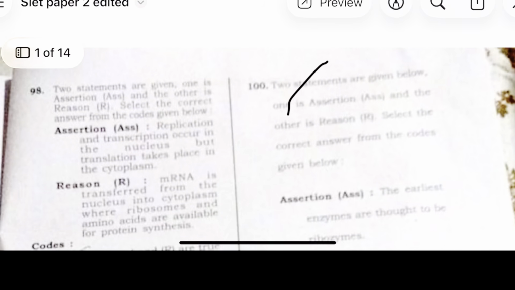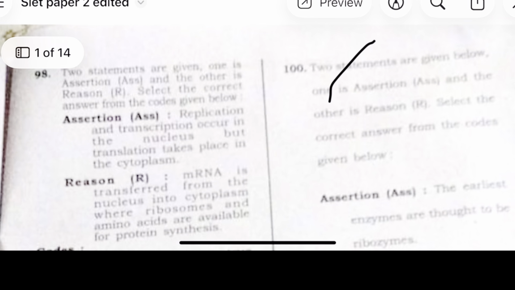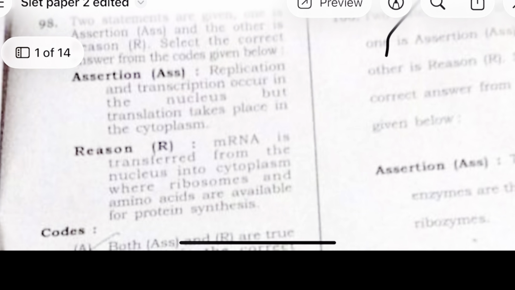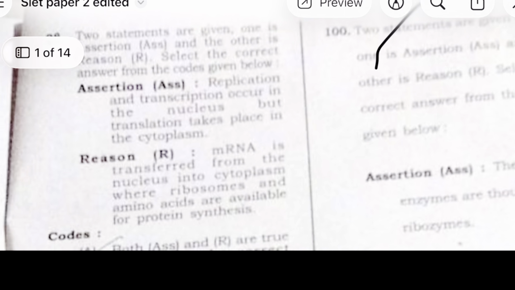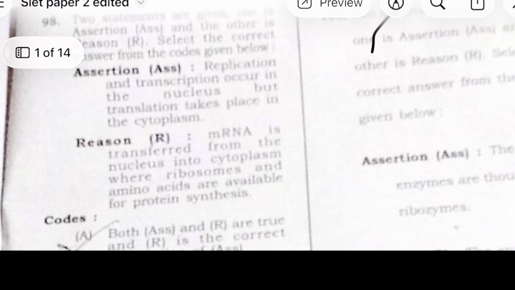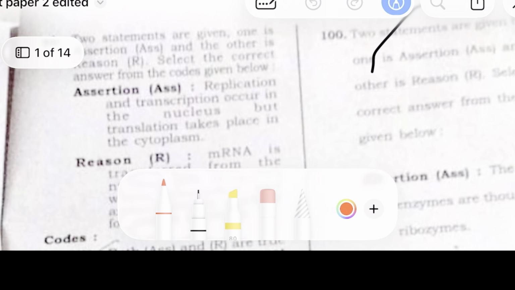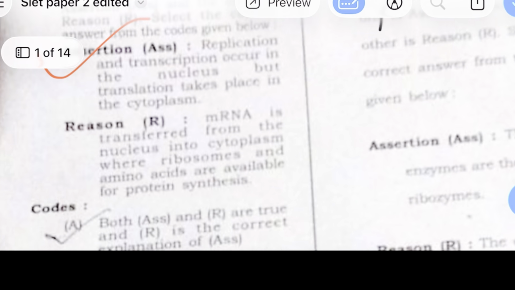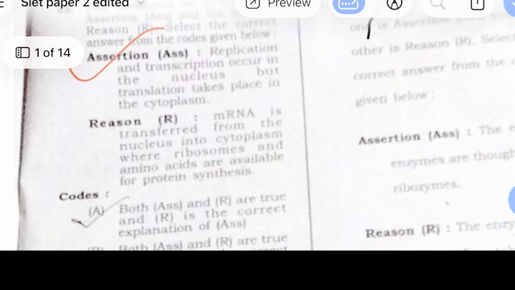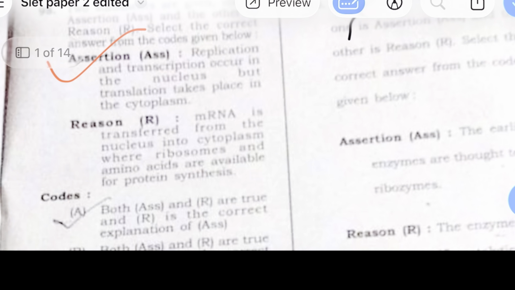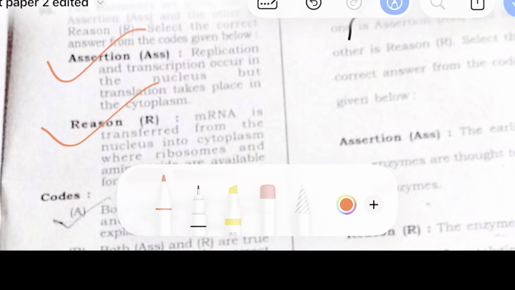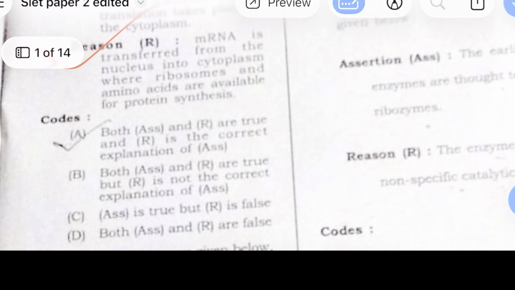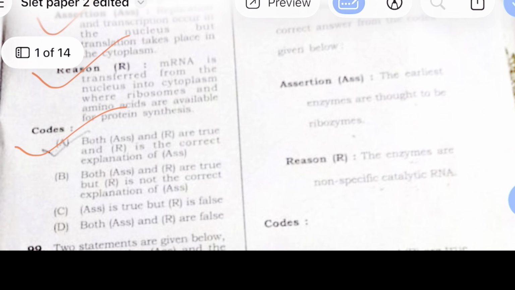So the first question is an assertion reason question. Assertion is saying that replication and transcription occur in the nucleus, but translation takes place in cytoplasm. Absolutely true statement. So assertion will be true. Let's see the reason. mRNA is transferred from the nucleus into the cytoplasm where the amino acids are available. Yes, reason is also true, and absolutely reason is the correct explanation of the assertion. Let's see the next question.